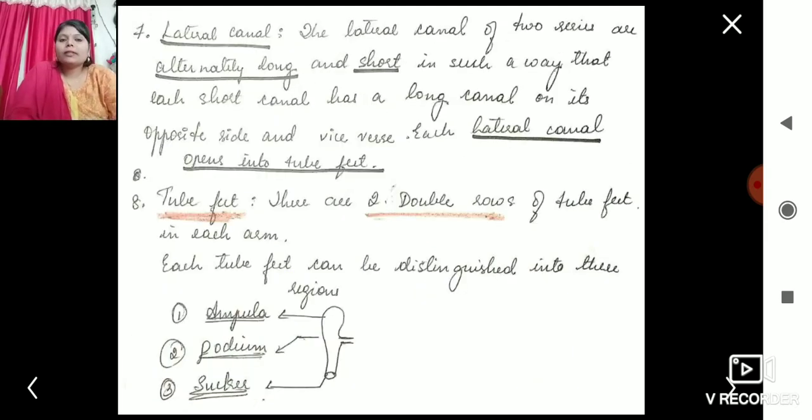The next point that I've chosen is the lateral canal. The lateral canal is of two series, alternately long and short, in such a way that each short canal has a long canal on its opposite side, and vice versa. Each lateral canal opens into the tube feet.